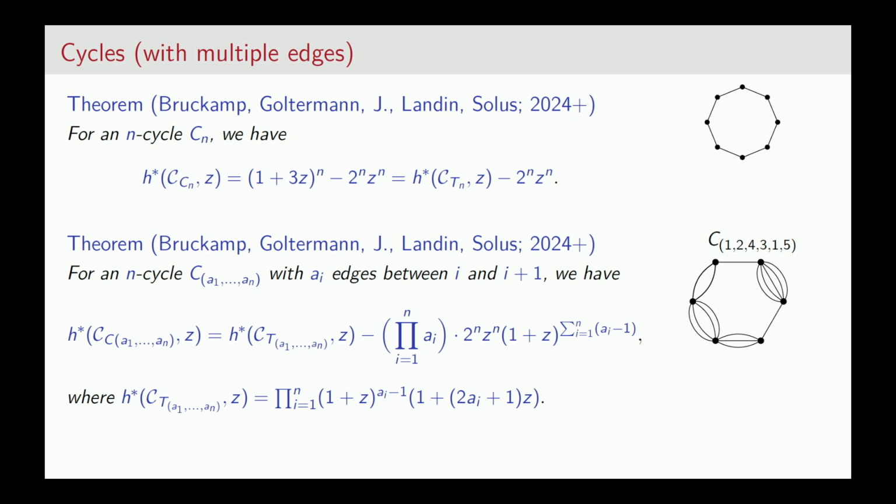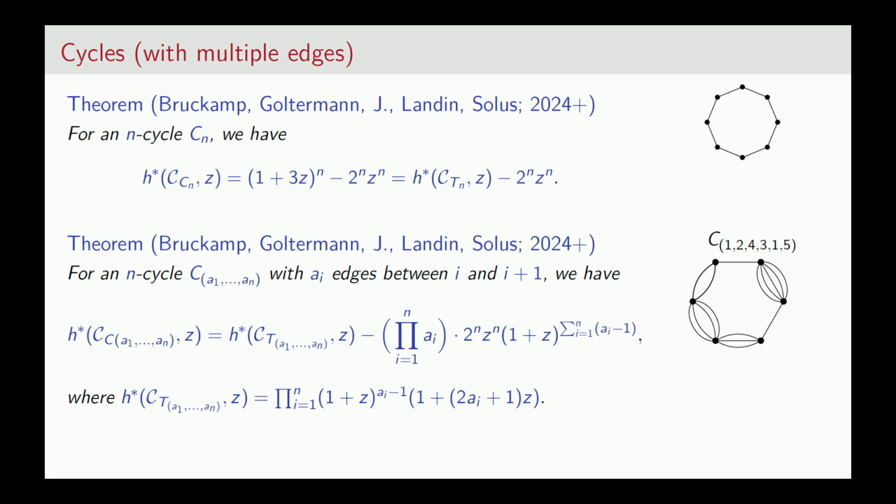And you can just take a cycle where you allow multiple edges. So it's the same game as before. And here, I think what I only want you to see in this formula is, again, if you compute the H-star polynomial, you will have the H-star polynomial of the corresponding tree with the same multiplicities. And then there's a correction factor.